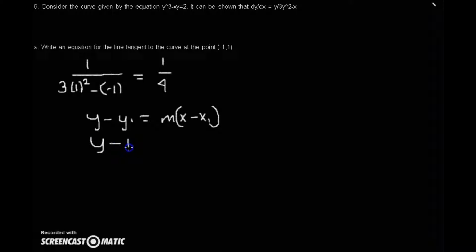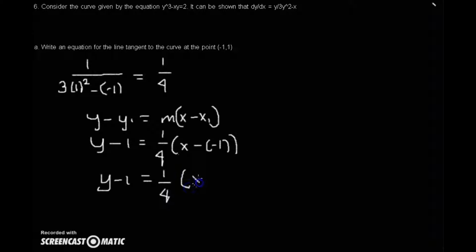y minus 1 equals 1/4 times (x minus -1). And to simplify this, it's basically y equals 1 over 4 times (x plus 1). And there's your equation.